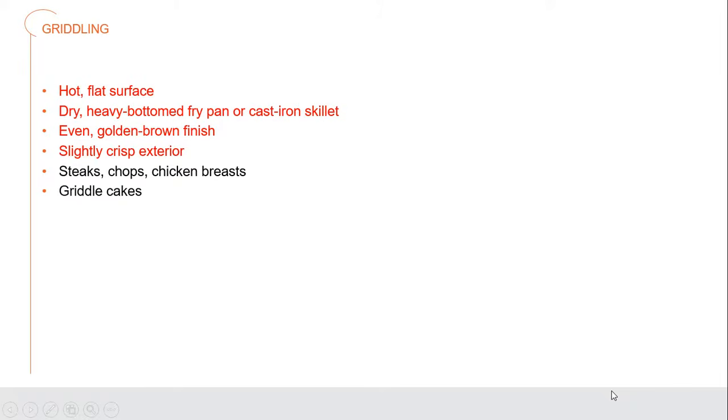So it's where we have a dry, heavy-bottomed frying pan or cast iron skillet, and we're using that to have even golden brown finishes, a slightly crisp exterior to these products, because you have direct contact with the food there. So we have conduction heating that's happening when we are griddling.